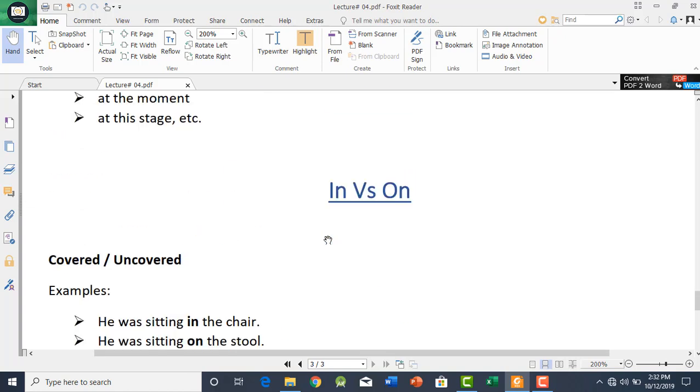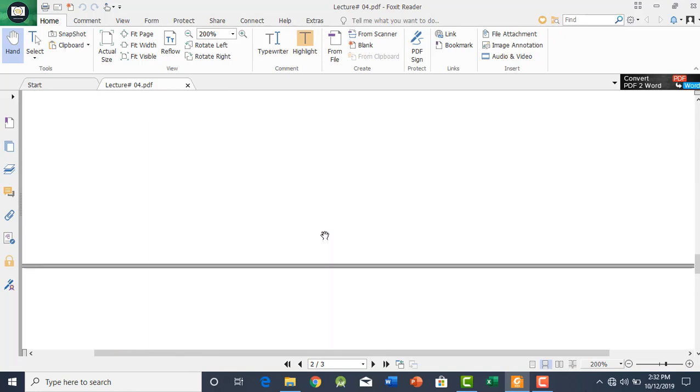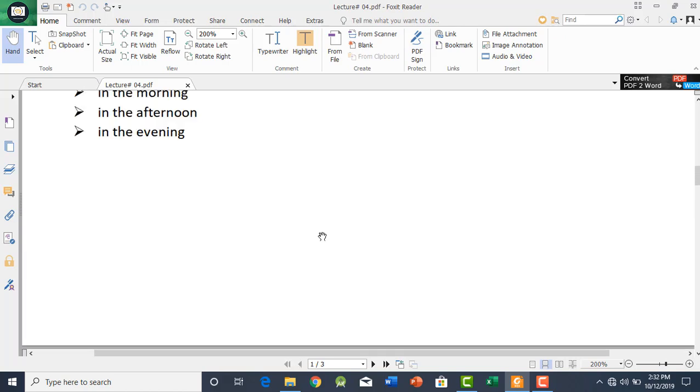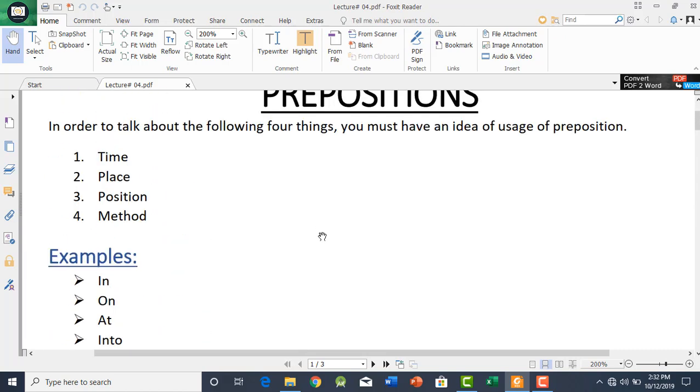So these are some common preposition explanations, and I hope that you get some new concepts related to these prepositions.